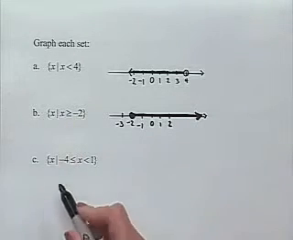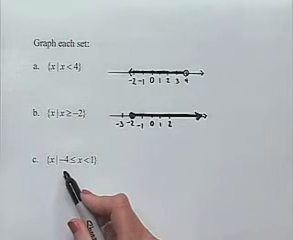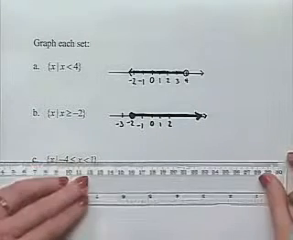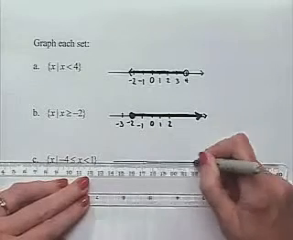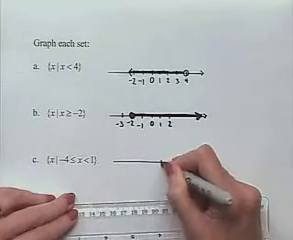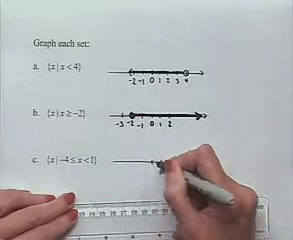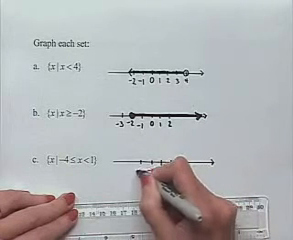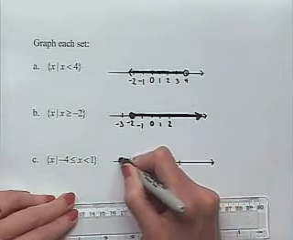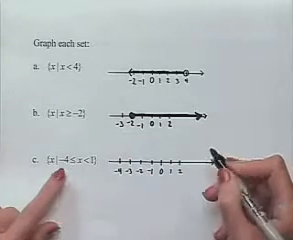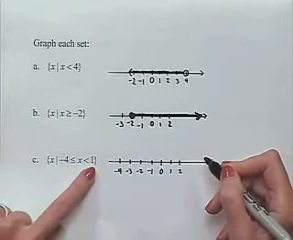And finally, we have the set of all x such that negative 4 is less than or equal to x is less than 1. Again, we begin in the same manner. Designate 0. We have 1, 2. Moving to the left, we can write negative 1, negative 2, negative 3, negative 4. The values that are pertinent to this solution are negative 4 and positive 1.